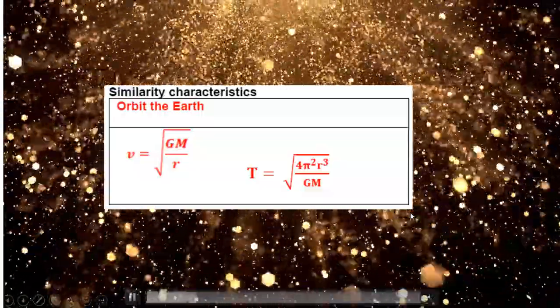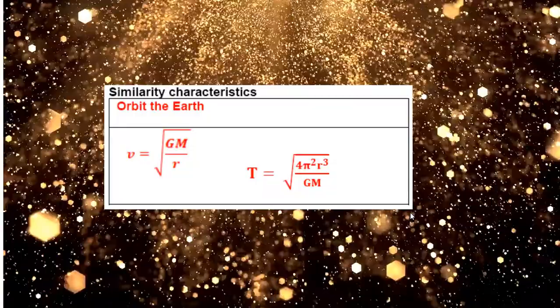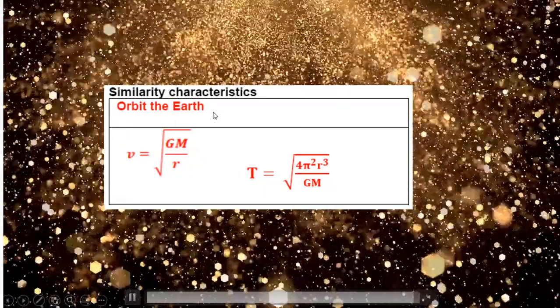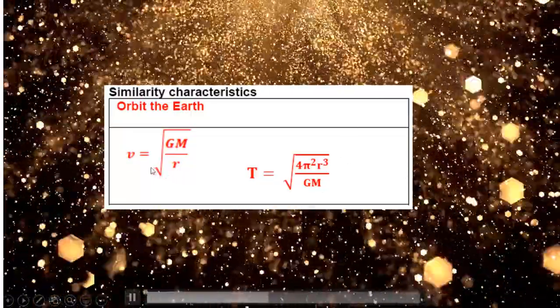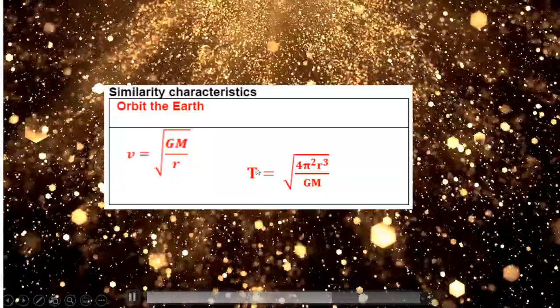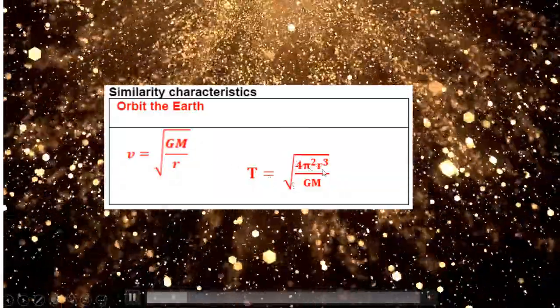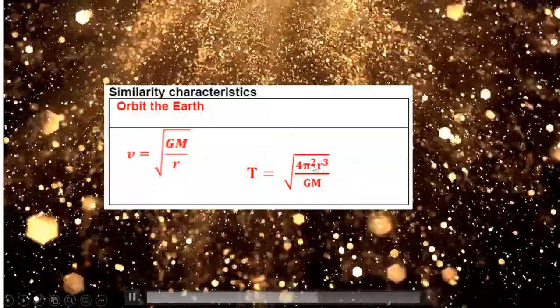So let's look at the similarities and differences. First, the similarity is that both orbit the Earth. Both satellites will orbit the Earth. Secondly, both have a linear speed. That is the formula, and the period is equal to the square root of 4 pi square r cube over GM. Remember, we have learned this in 3.1.